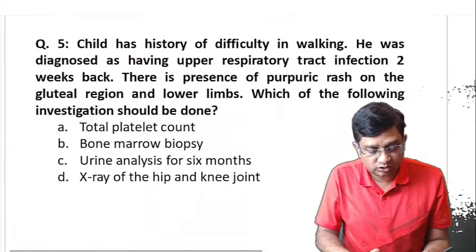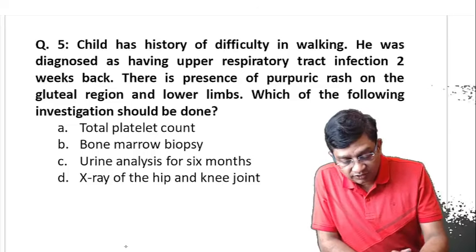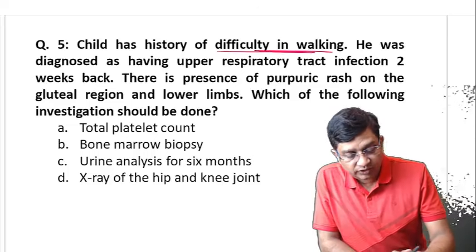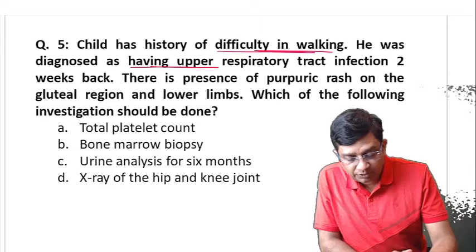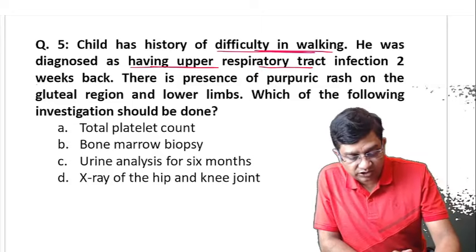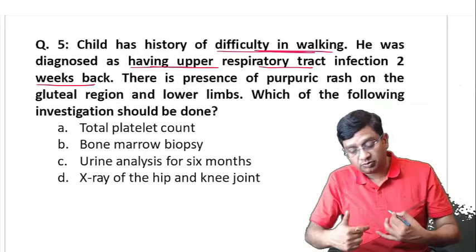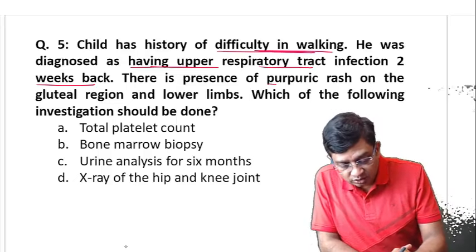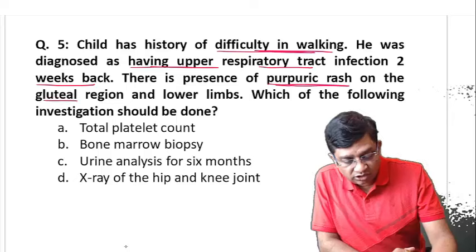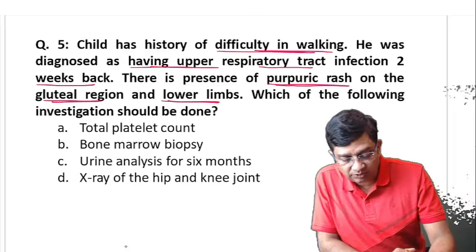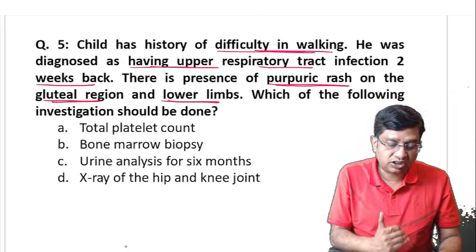Going on to the next question. A child has a history of difficulty in walking. He was diagnosed as having upper respiratory tract infection 2 weeks back. Now the child is not able to walk. There is presence of purpuric rash on the gluteal region and lower limbs. Which of the following investigations should be done?